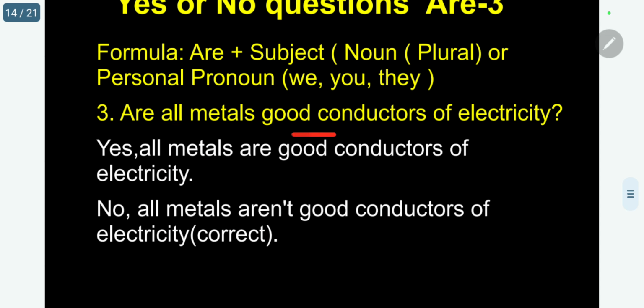Are all metals good conductors of electricity? Are metals good conductors, or all metals? எல்லா மெட்டல்களும் குட் கண்டக்டர்ஸ் எலக்ட்ரிசிட்டி இருக்குமா?